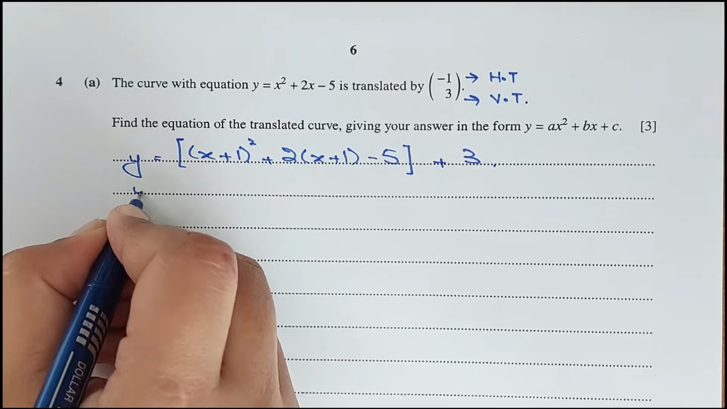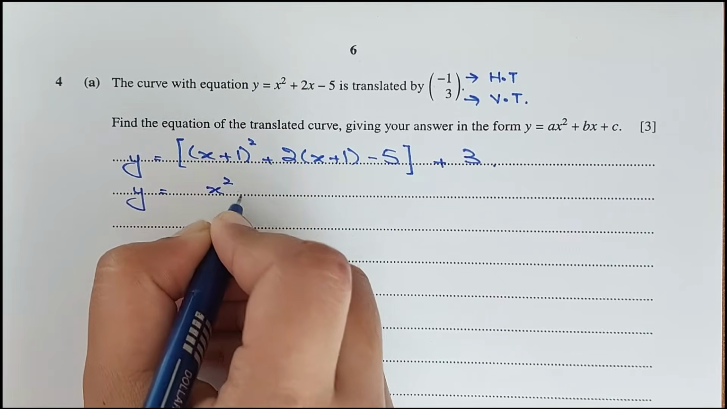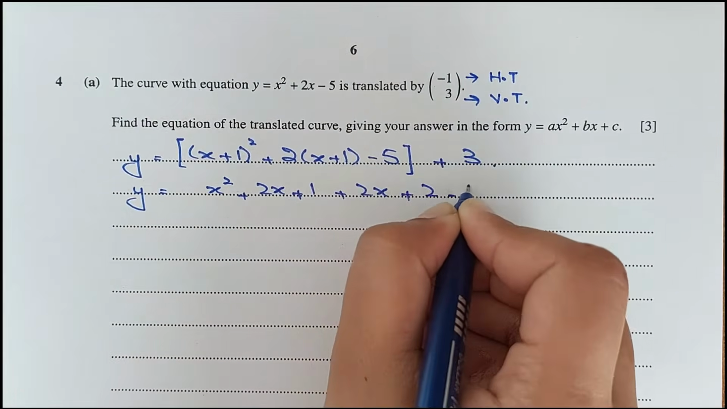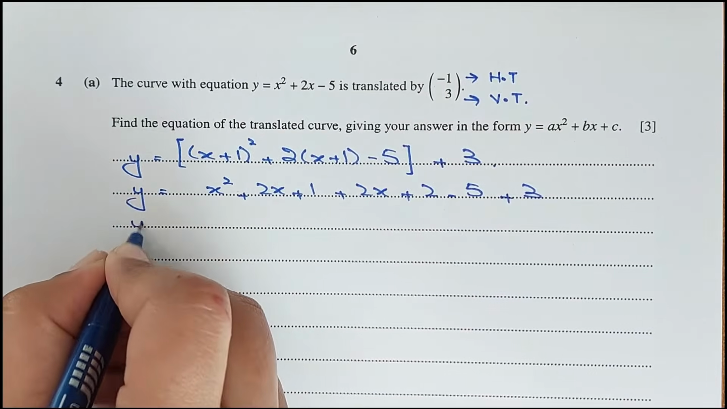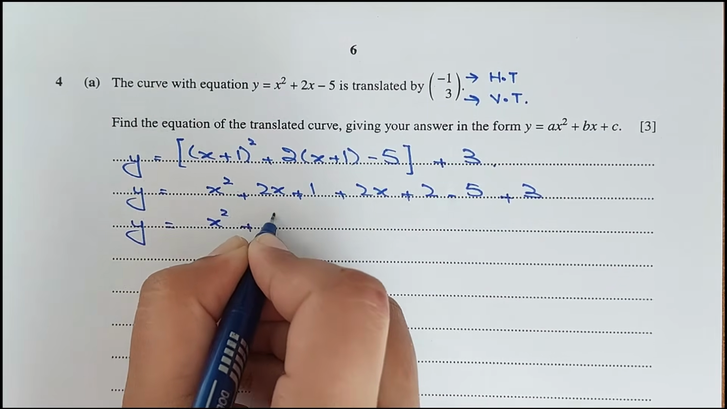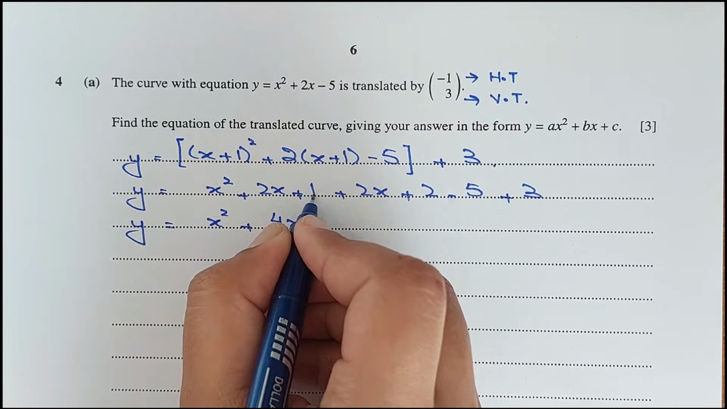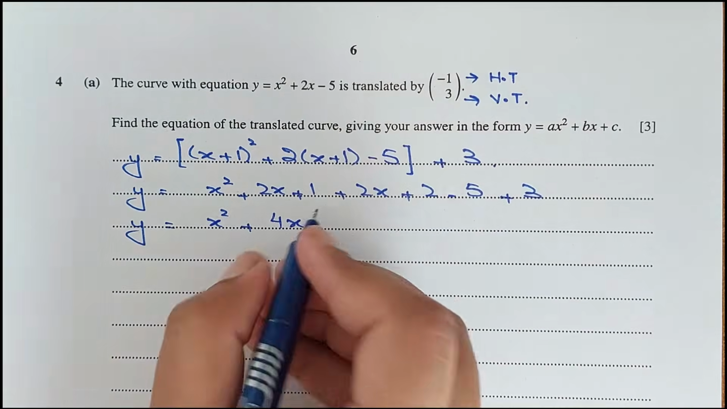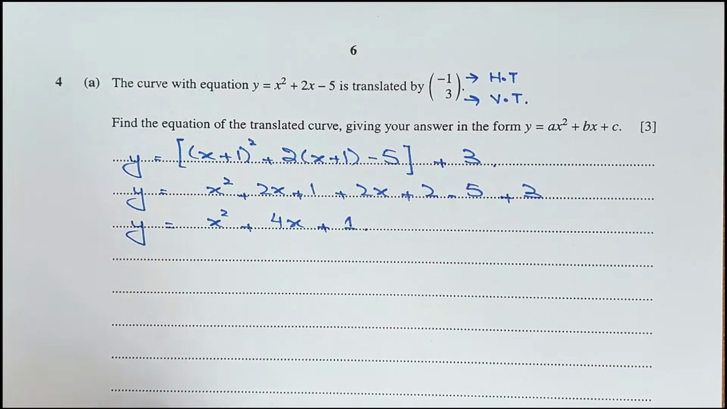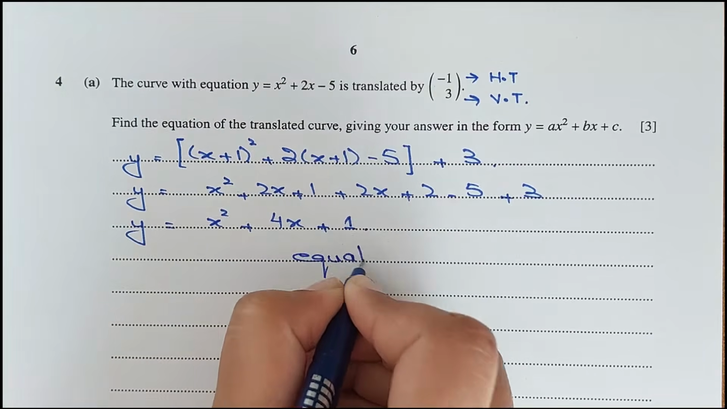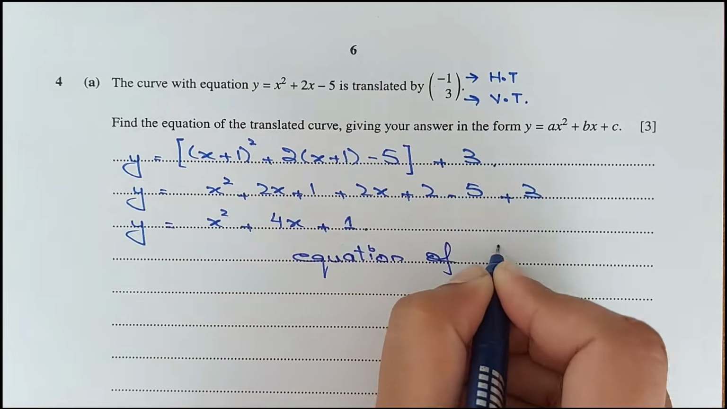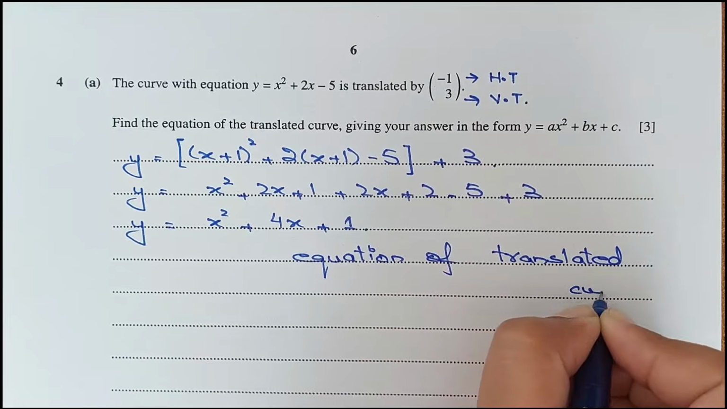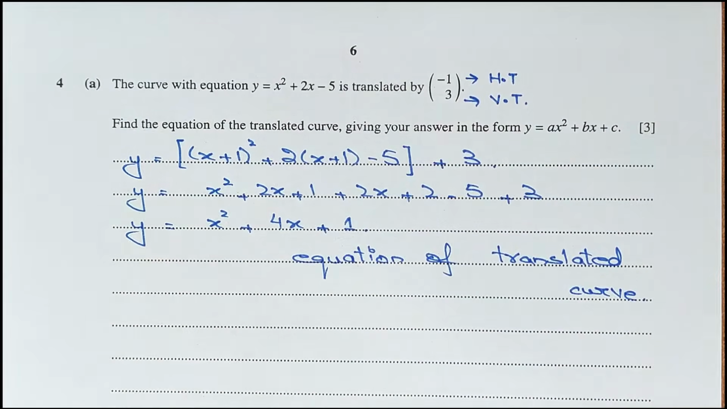Let me simplify this. y equals x squared plus 2x plus 1 plus 2x plus 2 minus 5 plus 3. So here y would be equal to x squared plus 4x, and you have 1 plus 2 would be 3. 3 plus 3 is 6, and 6 minus 5 is plus 1. So this is the equation of the translated curve, in the form y equals ax squared plus bx plus c, right?